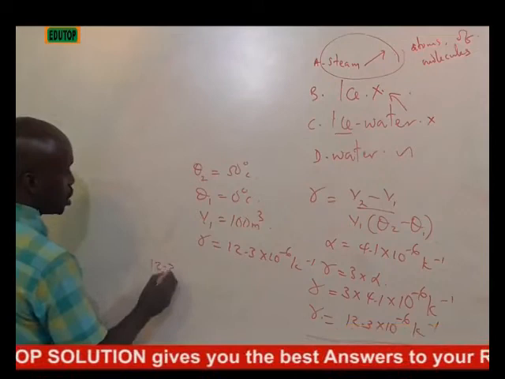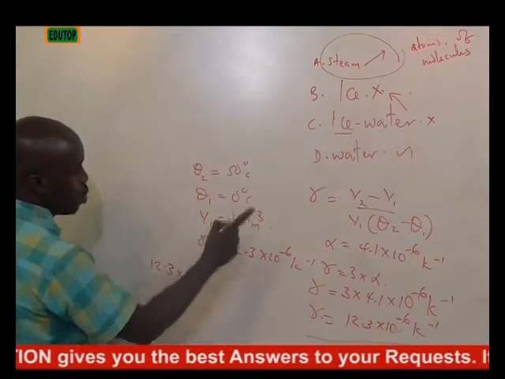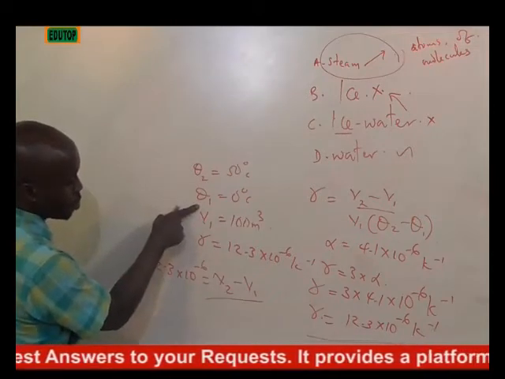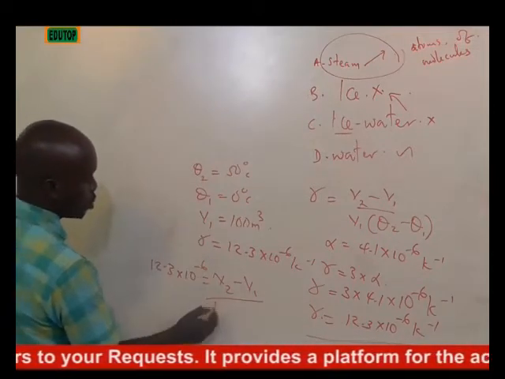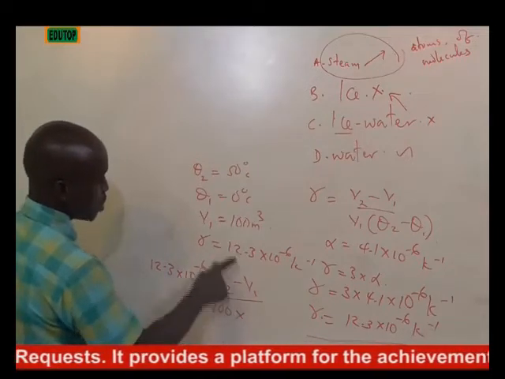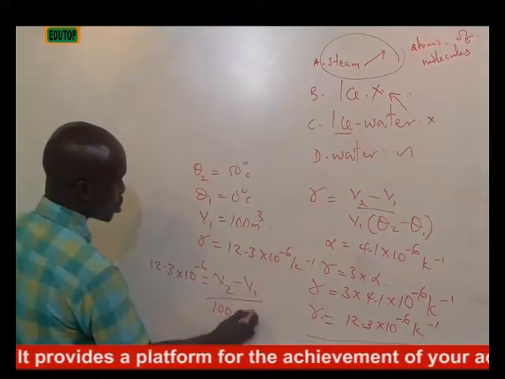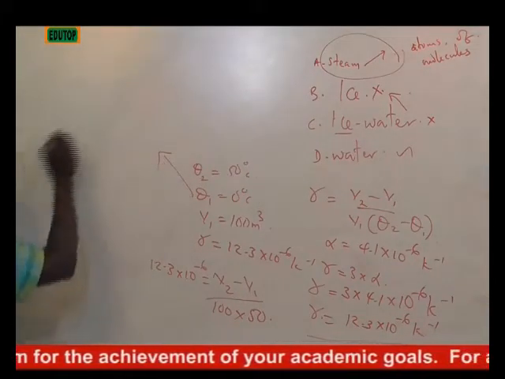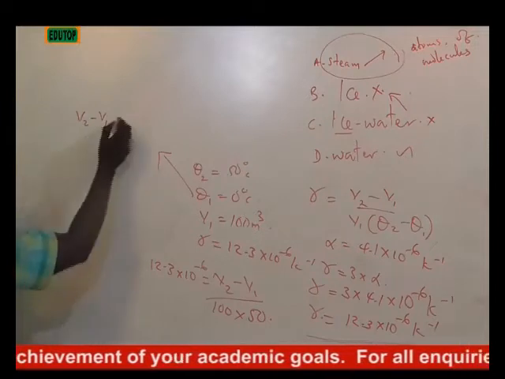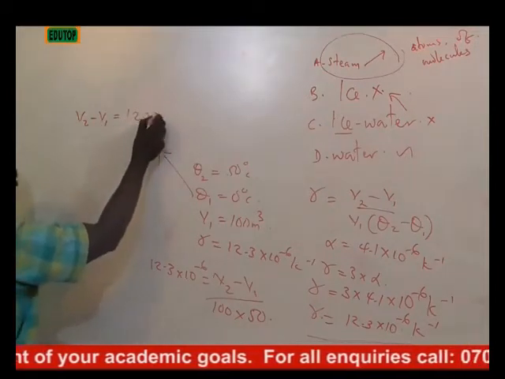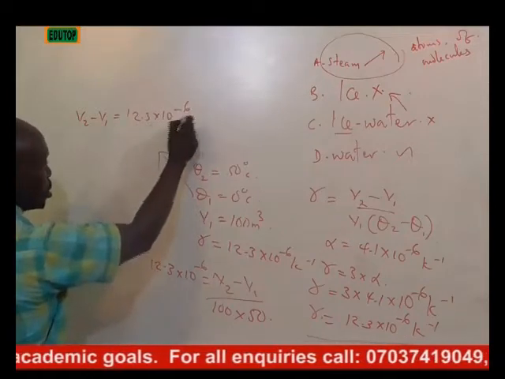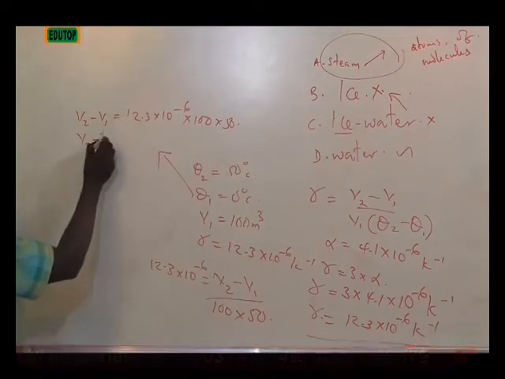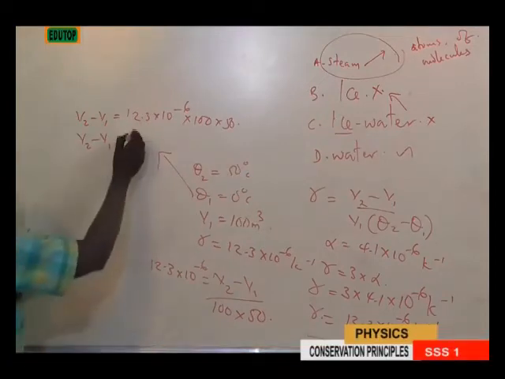So you have 12.3 times 10 to the power minus 6 equals, this is what we are looking for, the change in volume, all over our original volume, which is 100. Do you understand? Then times the change in temperature, 50 minus 0, which will give you also 50. So by the time you calculate this, V2 minus V1 will equal 12.3 times 10 to the power minus 6 times 50.